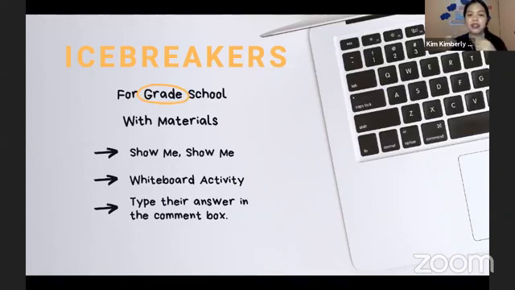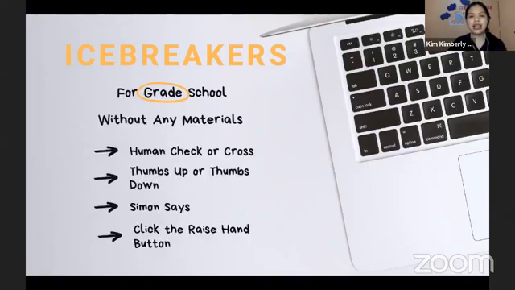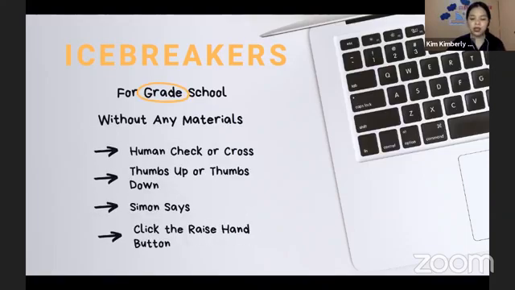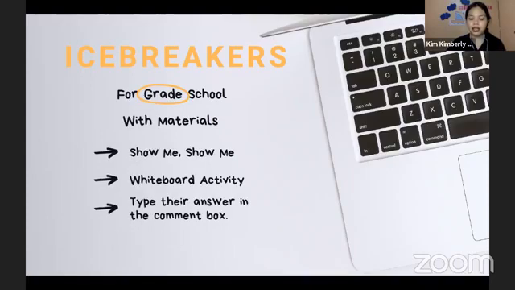So again, the first thing is show me, which is like a scavenger hunt, then whiteboard activity, and the one without materials is to let your students type their answer in the comment box. So let's review. For grade school, we have this, this, and that.